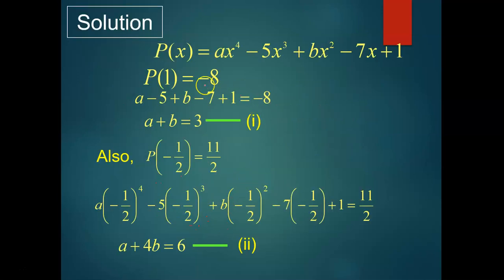There are two equations. When you substitute the value of x, you get the first equation and the second equation by using the second condition. Now you have linear equations in terms of a and b. These two equations you will solve using the elimination method or by simultaneous equations. Up to you, you can choose either one.